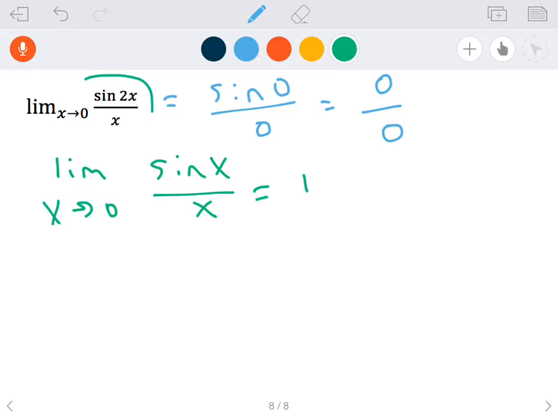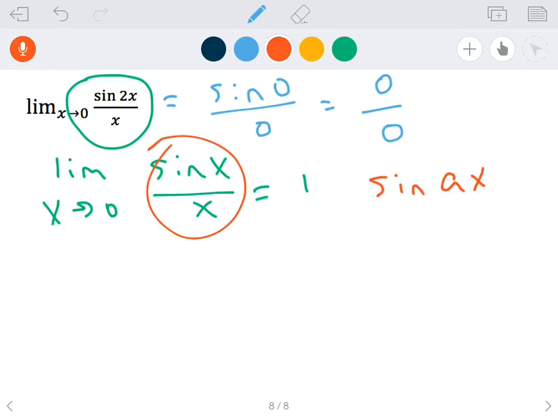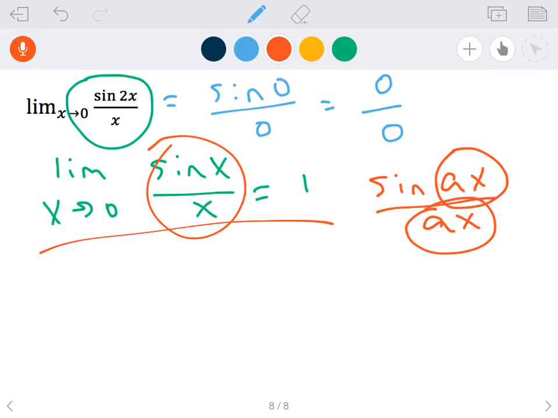And I see that I've got a similar form to that, so I really want to be able to use this somehow. In the notes we called it u substitution, but here's another way to think about it. Yes, it's the sine of x over x, but really that's the sine of ax over ax, where a is any constant. The point is that as long as this term matches this term, then I can apply this limit.